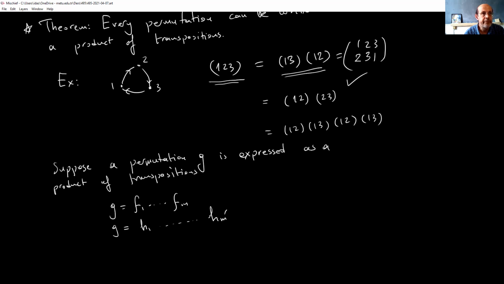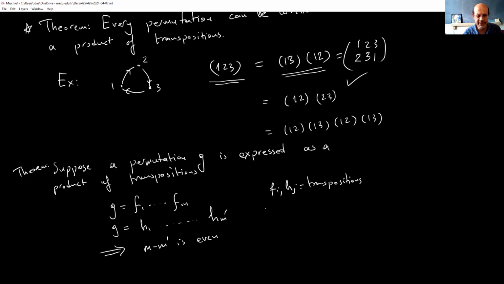Okay, all right. So let me say it like this, right? This is Fi, Hj, these are transpositions. So this is the second theorem, right? That's also a theorem. Then this says that m minus m prime is even.